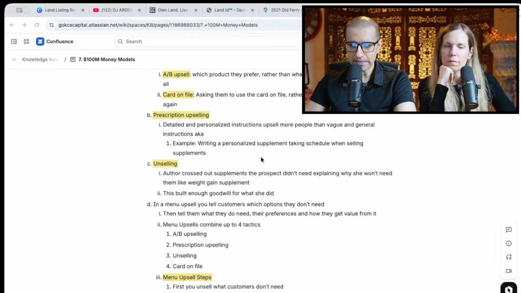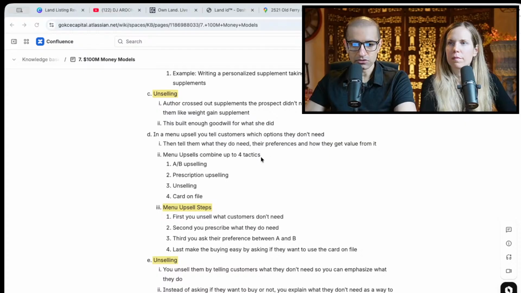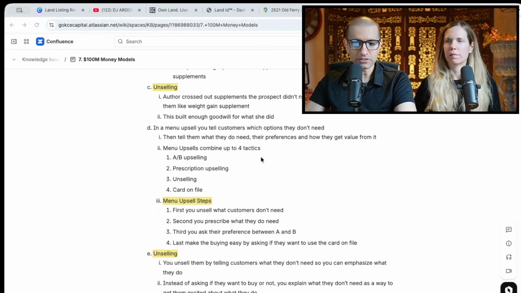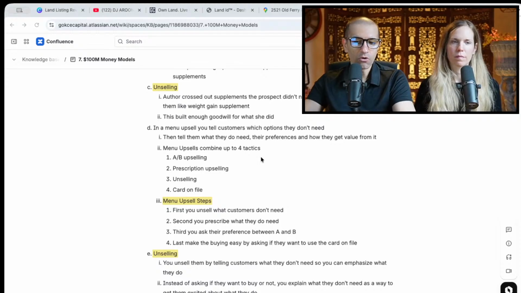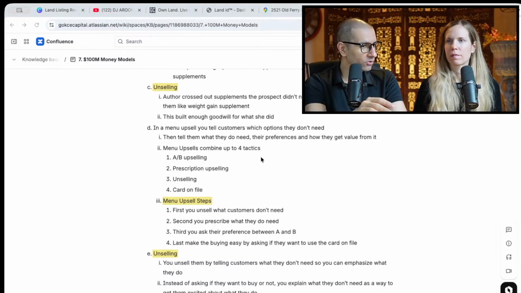All right. So the next item is unselling. So the author crossed out supplements the prospect did not need, explaining why she won't need them, like weight gain supplement. Then build enough goodwill for what she did. Oh, I think I have heard this strategy before I even read this in the book.